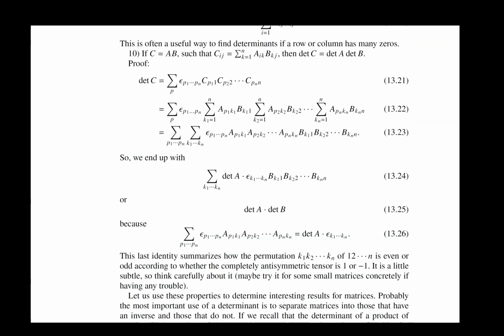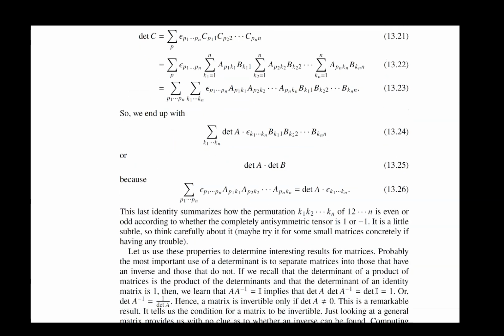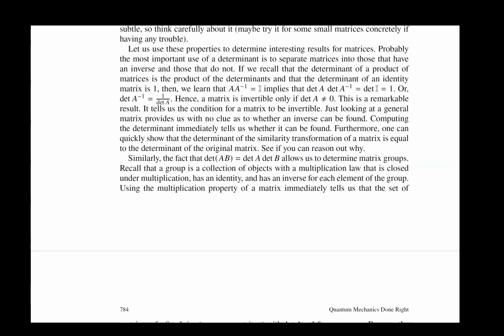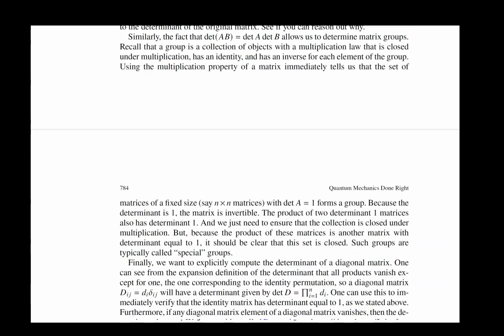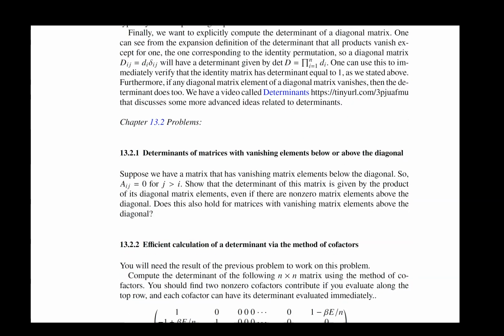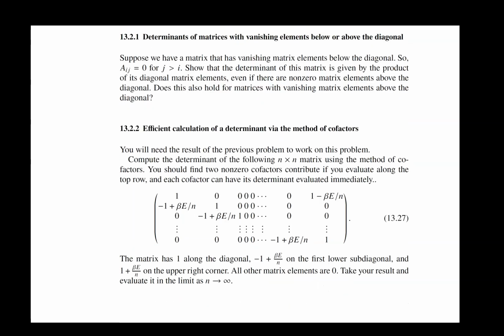In particular, the determinant of the product of two matrices is the product of the determinants of the two matrices. And when a determinant is non-zero, then the matrix will have an inverse. And these are all quite important results.